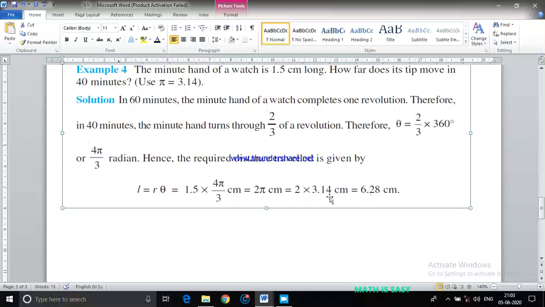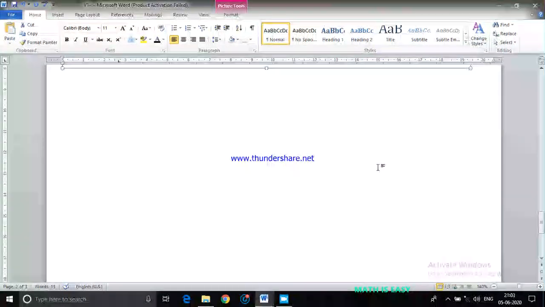Approximately, because here the pi value is also approximately 3.14. So obviously 6.28 is also an approximate value. Okay, so these are the types of questions which we have.